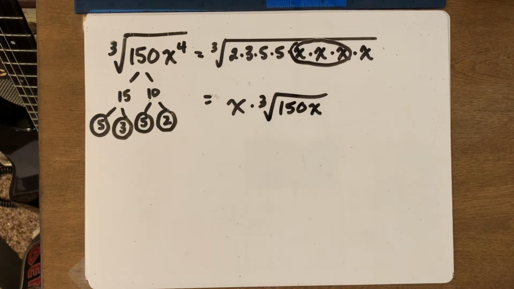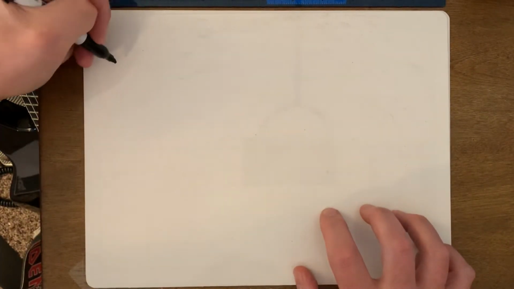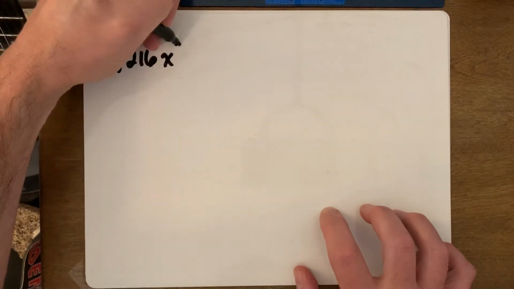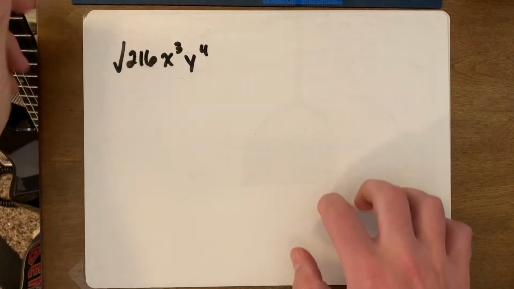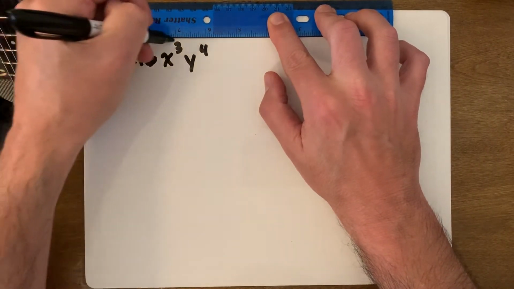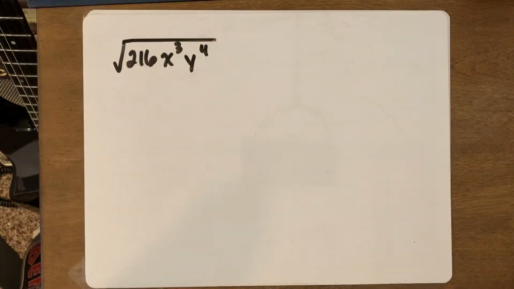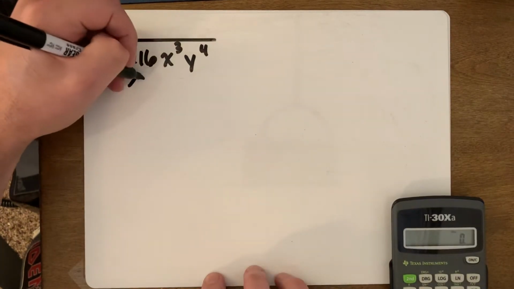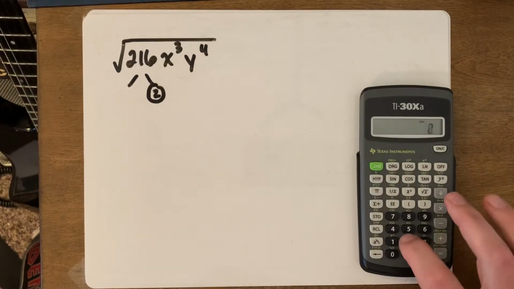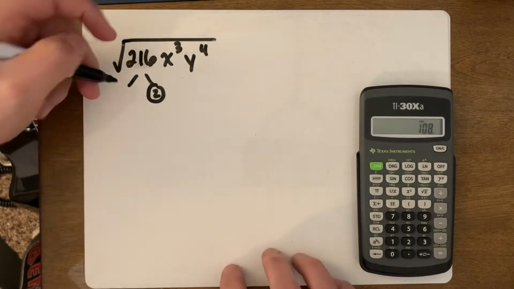Okay? Let's take a look and see what happens now when you have several variables underneath the radical. So this time we're going to do the square root of, let's do 216 x cubed y to the 4th. We're going to see that it's really not any different than what we've been doing already. So let's break down our 216, which I already know what that is, but we're going to break it down anyway. 216, let's divide it by 2 first. Okay, 216 divided by 2 equals 108.